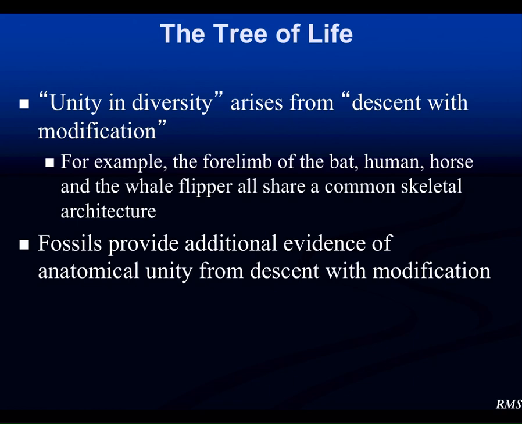In your forearm, there are two long bones, the radius and the ulna. Then it goes into a group of short bones, which we collectively call the carpals. Then it goes into more long bones that make up the metacarpals and the phalanges. And that same bone pattern can be found in all these different mammals. So fossils provide additional evidence of this anatomical unity as organisms descend and modify over time.